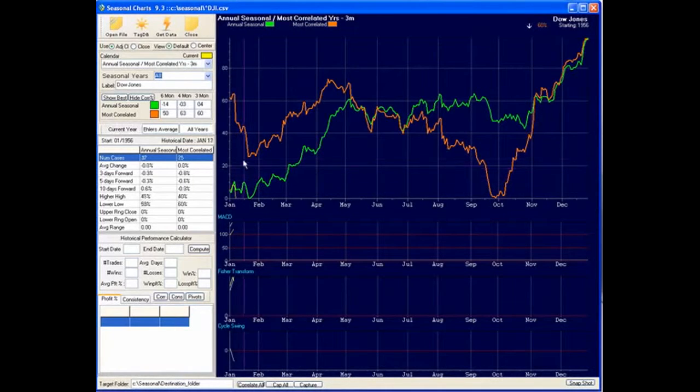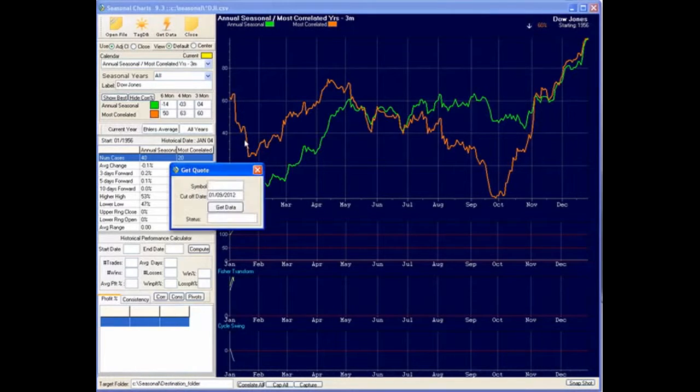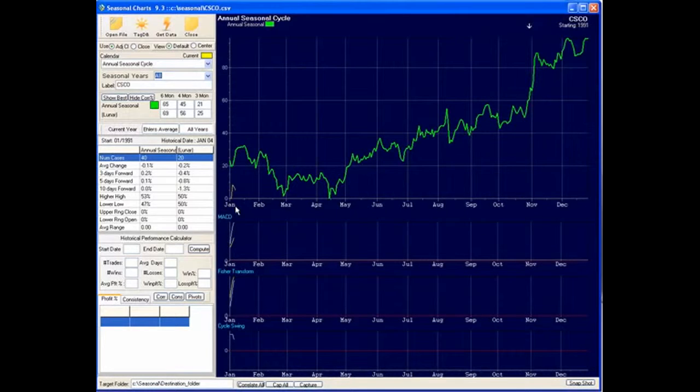But the basic pattern of it tells us which particular number of years that seasonal pattern tends to be following, and that's what we show in our newsletter. So if we were to take a look at a stock like Cisco, this is the seasonal pattern using all the years since 1991. That's over 20-some years of data, 22, 23 years of data.